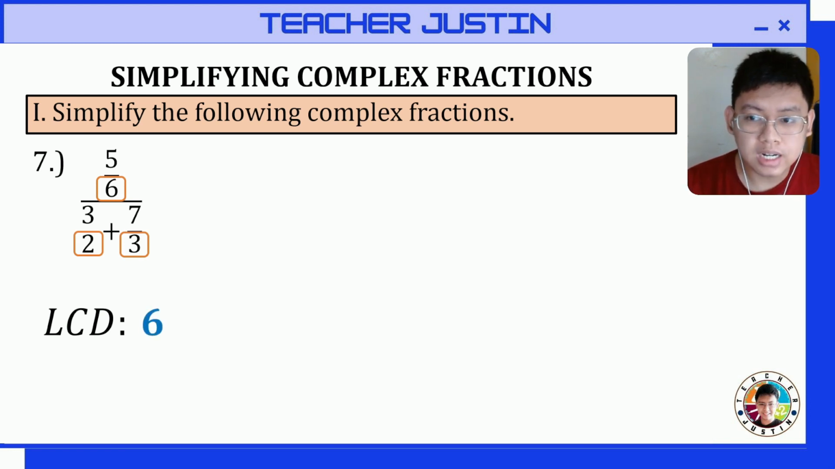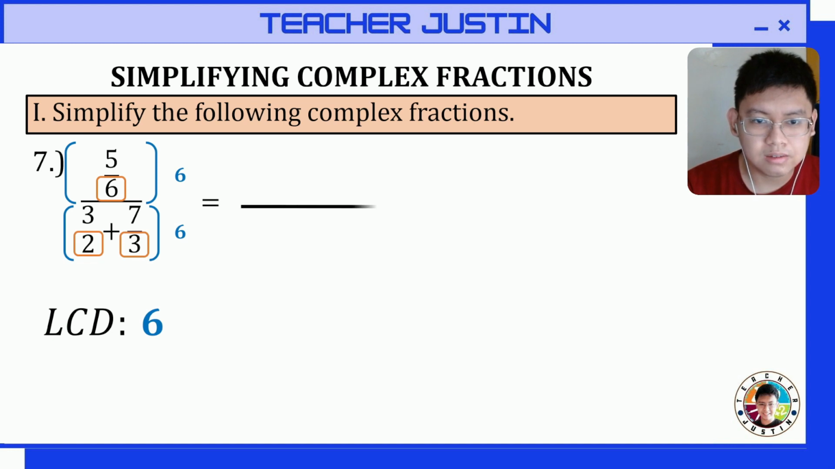Now, pag nakuha na natin yung least common denominator, we have to multiply both numerator and denominator by 6. Ayan. Tapos, let's apply multiplying fraction. So, 5 over 6 times 6, we can cancel 6. Ayan. Tapos, we will have 5 in our numerator. Sa denominator naman, we will apply the distributive property.